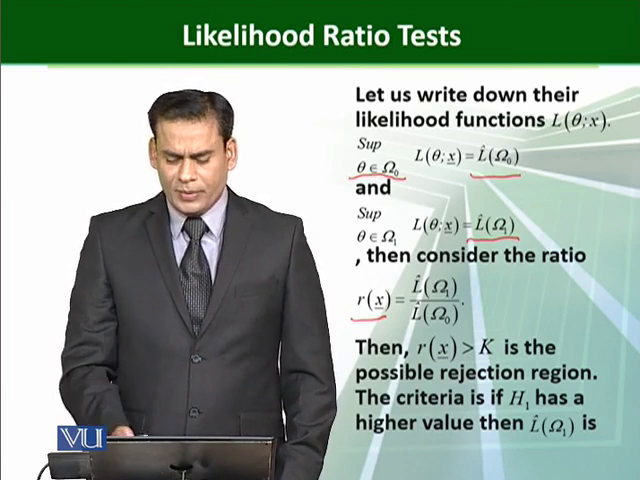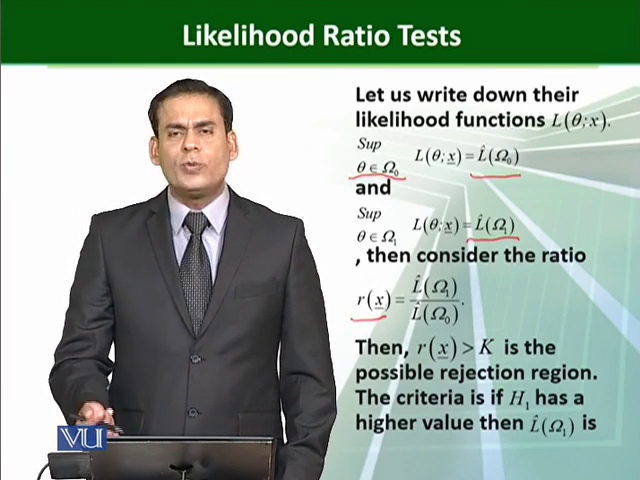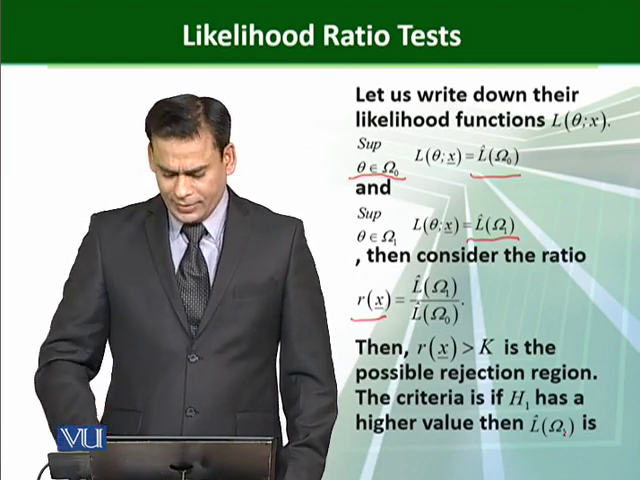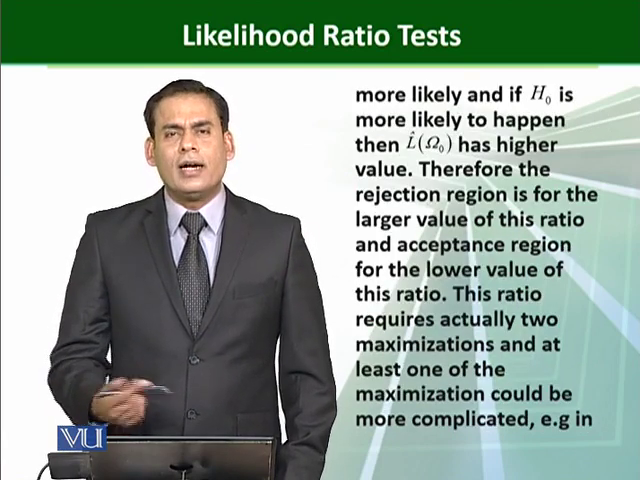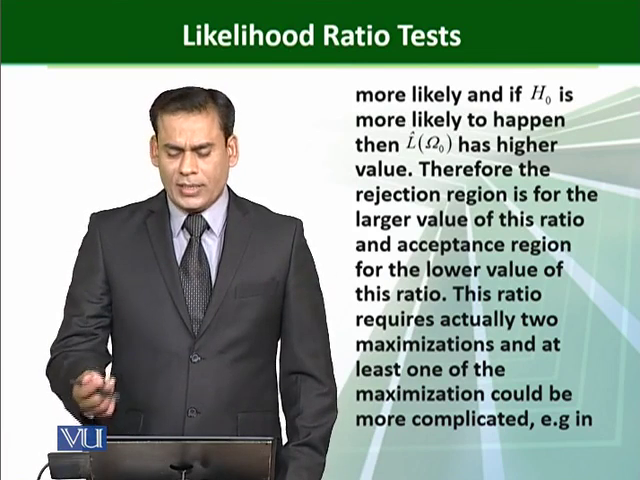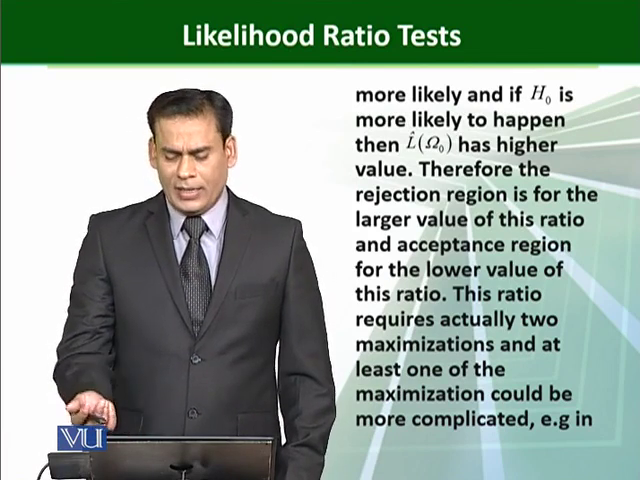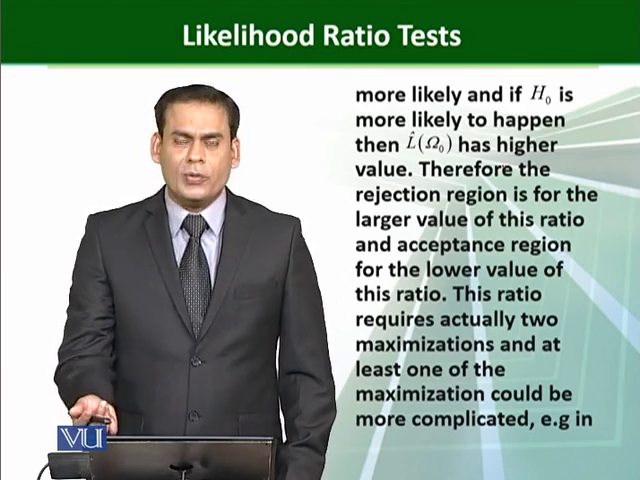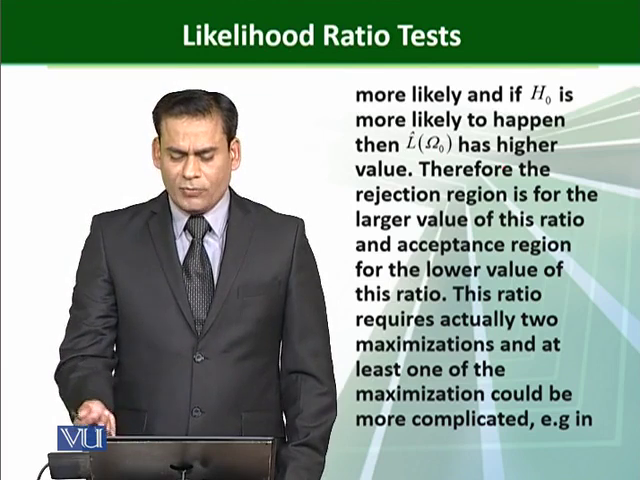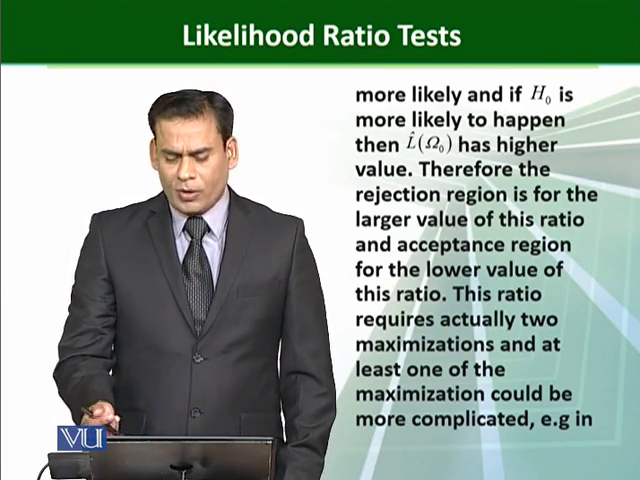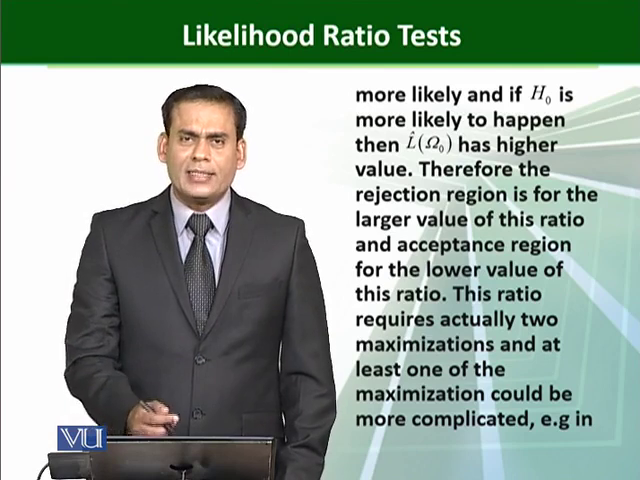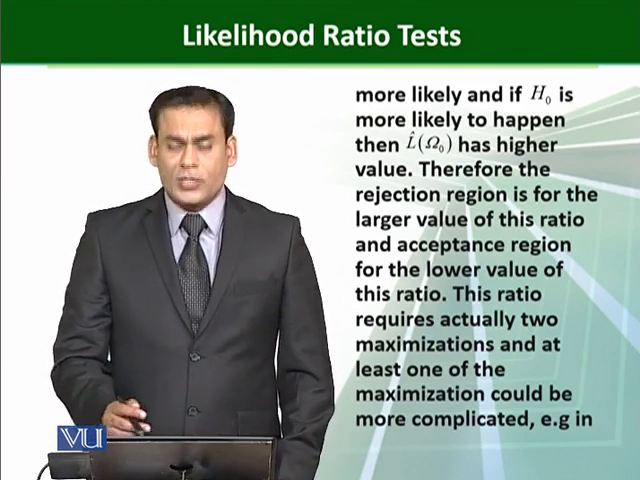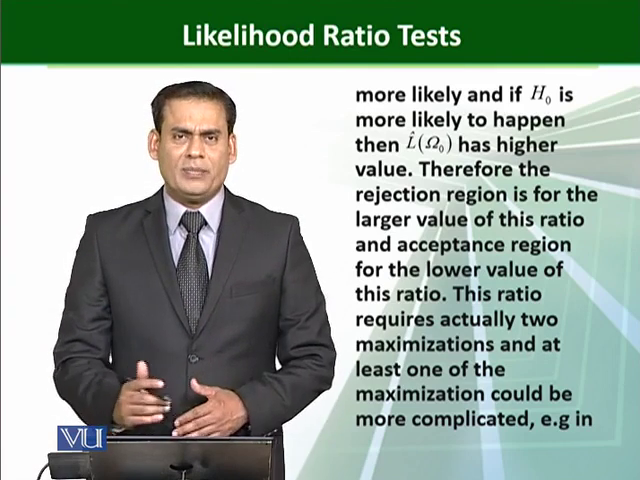So how do we define that this is the possible rejection region? Very obviously the criterion is clear. If H1 has the higher value, then L gamma 1 hat is more likely to occur, and if H0 is more likely to occur, then L gamma naught has the higher value. Therefore the rejection region is for large values of this ratio, and the acceptance region is for small values of this ratio. This ratio requires two types of maximization.